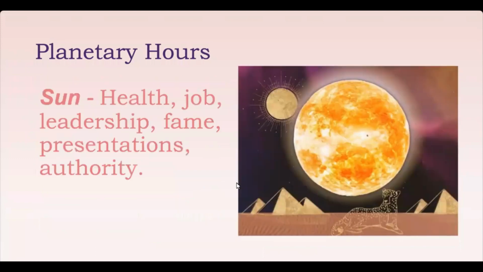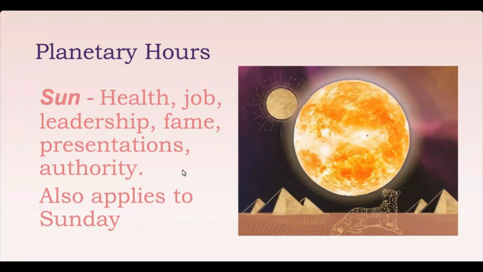Now, when we work with the planetary hours, we're going to be working with the different planets, and those different planets have different energies. These also correspond to some of the days of the week, so we can use these in days of the week as well. The sun has to do with health, your job, leadership, fame, presentations, and authority. And this also applies to Sunday. So if you wanted to double this up, you could go to the planetary hour of the sun on a Sunday and double up this power.